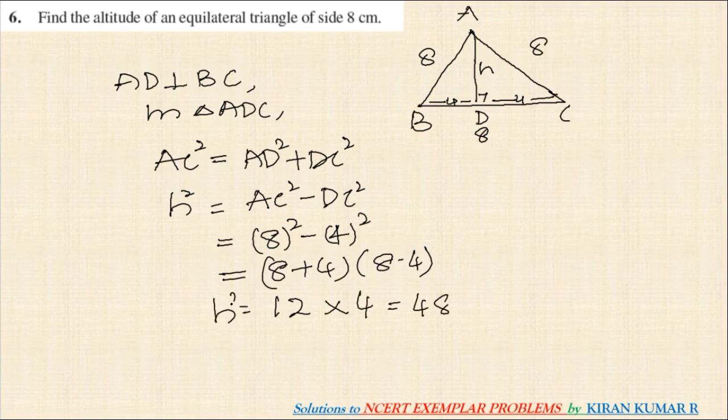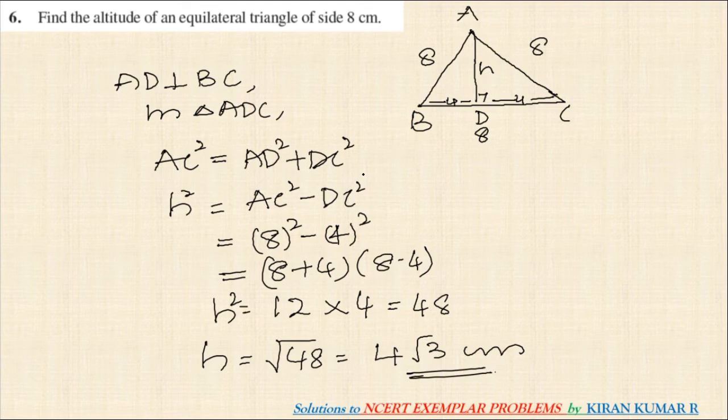This will be the length of the hypotenuse altitude square. So the altitude will be root of 48, which is root of 16 times 3, so 4 root 3. So 4 root 3 centimeter will be the height of the triangle, nothing but the altitude of the triangle.